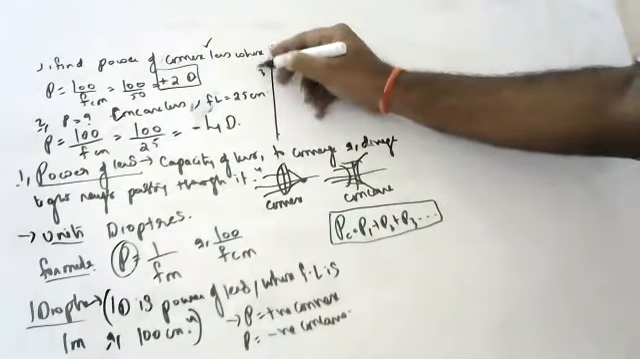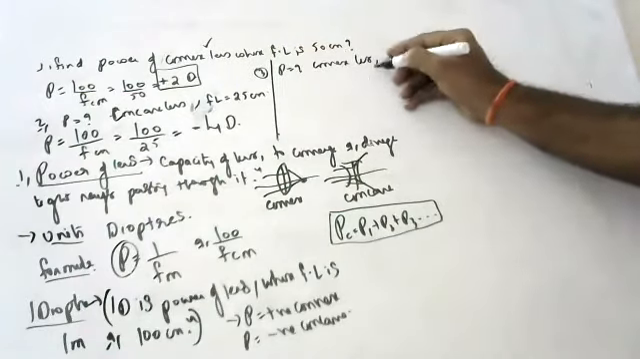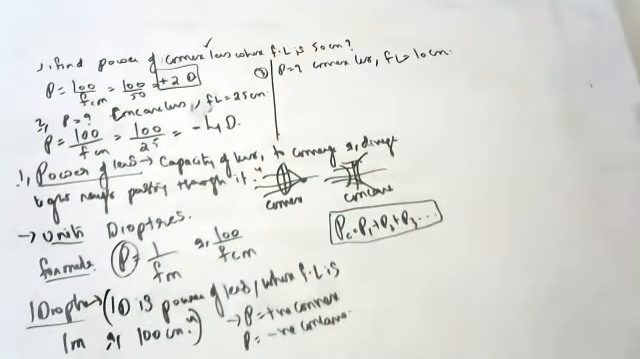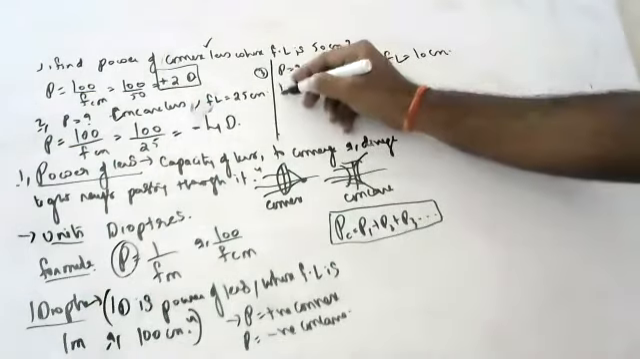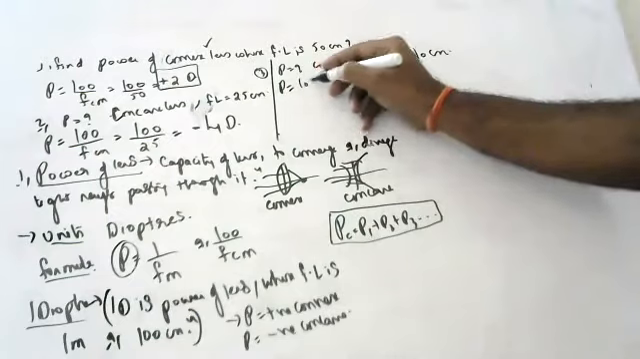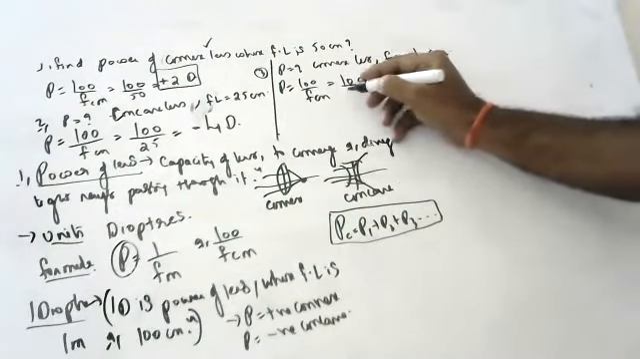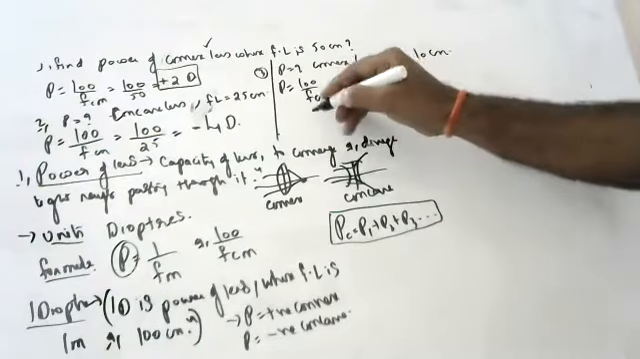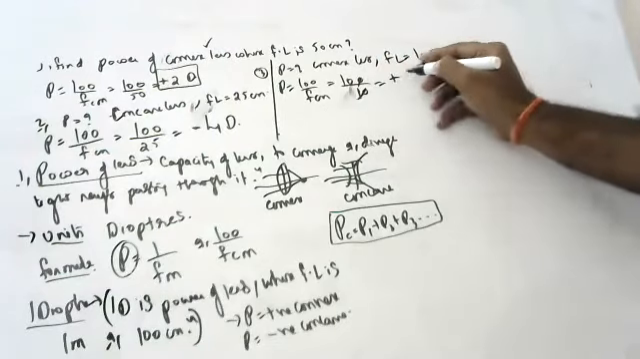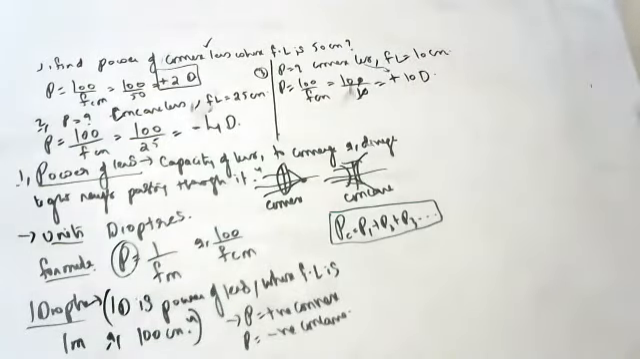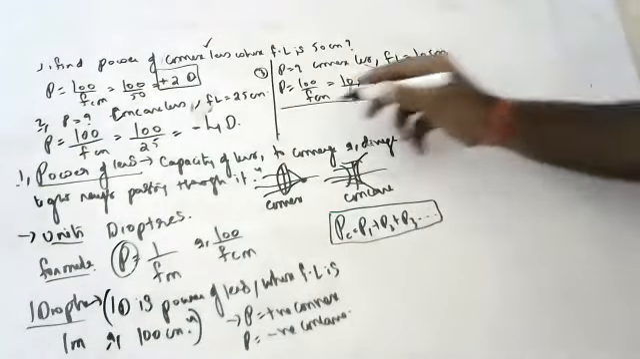Find the power of a convex lens whose focal length is 10 centimeters. Raghuram, can you tell? Yes, sir. Power is equal to 100 by f in centimeters, equal to 100 by 10. Zero, zero cancel, equal to plus 10 diopters. Why plus? Because it is a convex lens. Okay. Next.